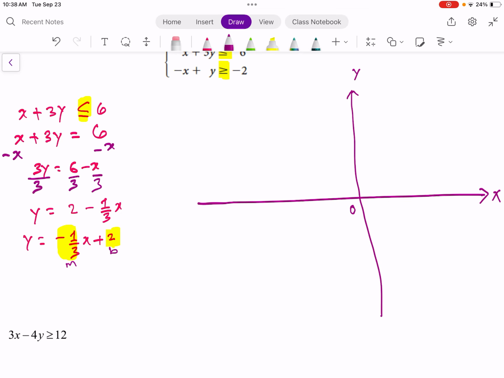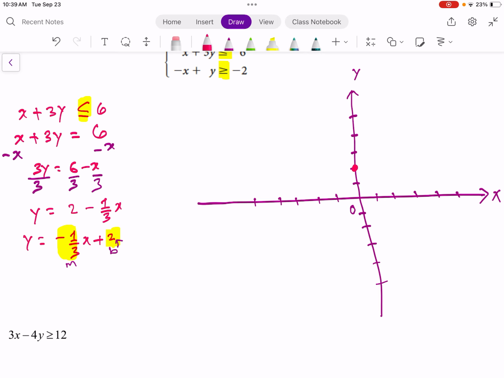Our y-intercept is 2. So positive 1, positive 2, positive 3, positive 4, 5. Okay, negative 1, negative 2, negative 3, negative 4, negative 5. So let's start from y-intercept. 2 is y-intercept. Okay, so this is our first point.